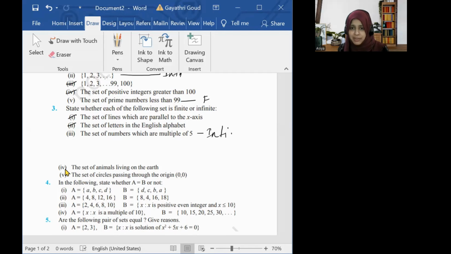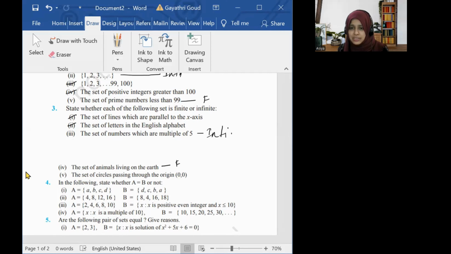Fourth one, set of animals living on earth. Can we count? Do you think you can count? I think we can count. We do have a count of tigers, a count of lions, and all the animals. Yes. So this is a finite set.